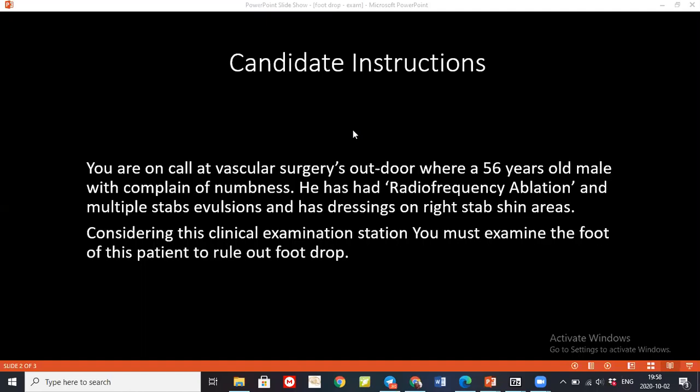So today I've seen Mr. Brown. He is a 53-year-old man who has had a surgery for radio frequency ablation, probably for varicose veins, and has multiple stab avulsions.